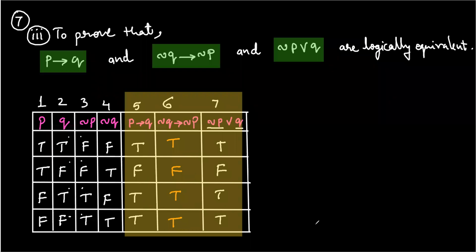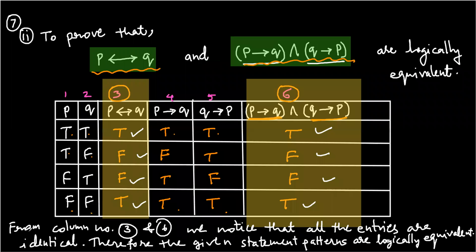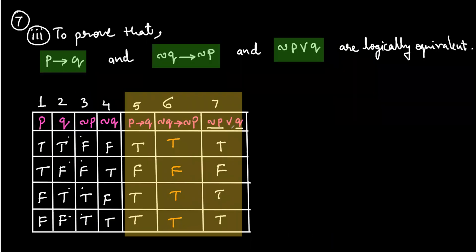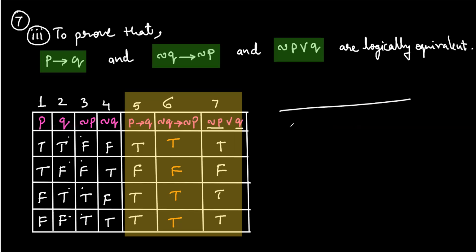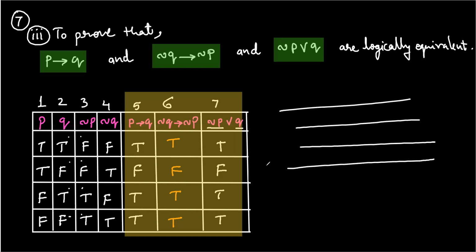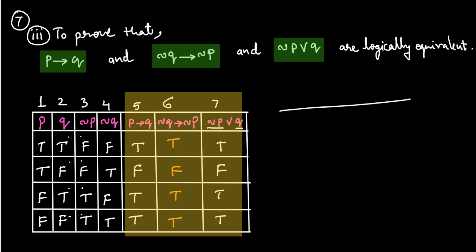So here what will be the answer? You will write the answer from columns 5, 6, and 7. We notice that all the entries are identical. Therefore, the given statement patterns are logically equivalent. That statement you can always write. So it's for you, you can once again check everything.